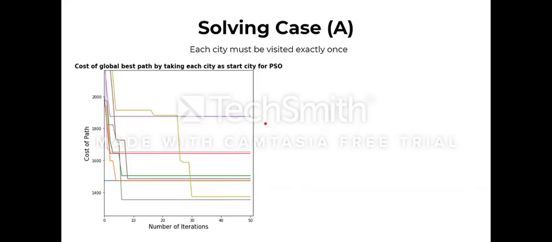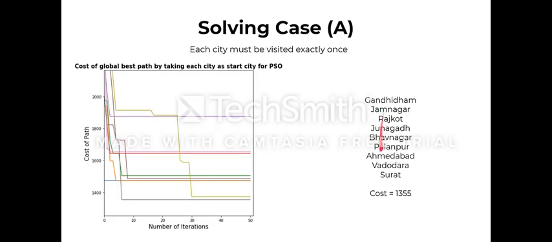After running the PSO 9 times by fixing each city as the start city, the best path obtained, which had the least cost, was this path, which starts at this city, ends at this city, and has this cost.